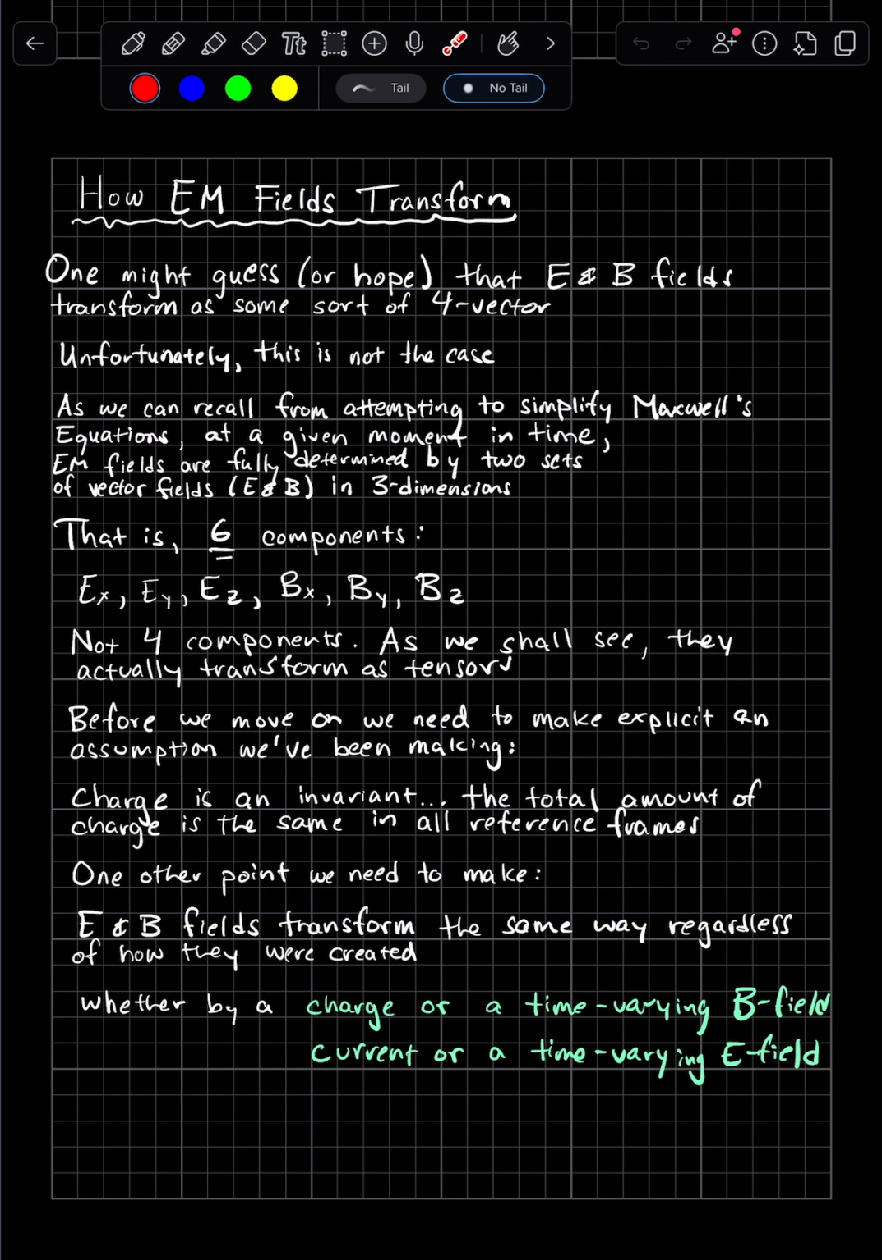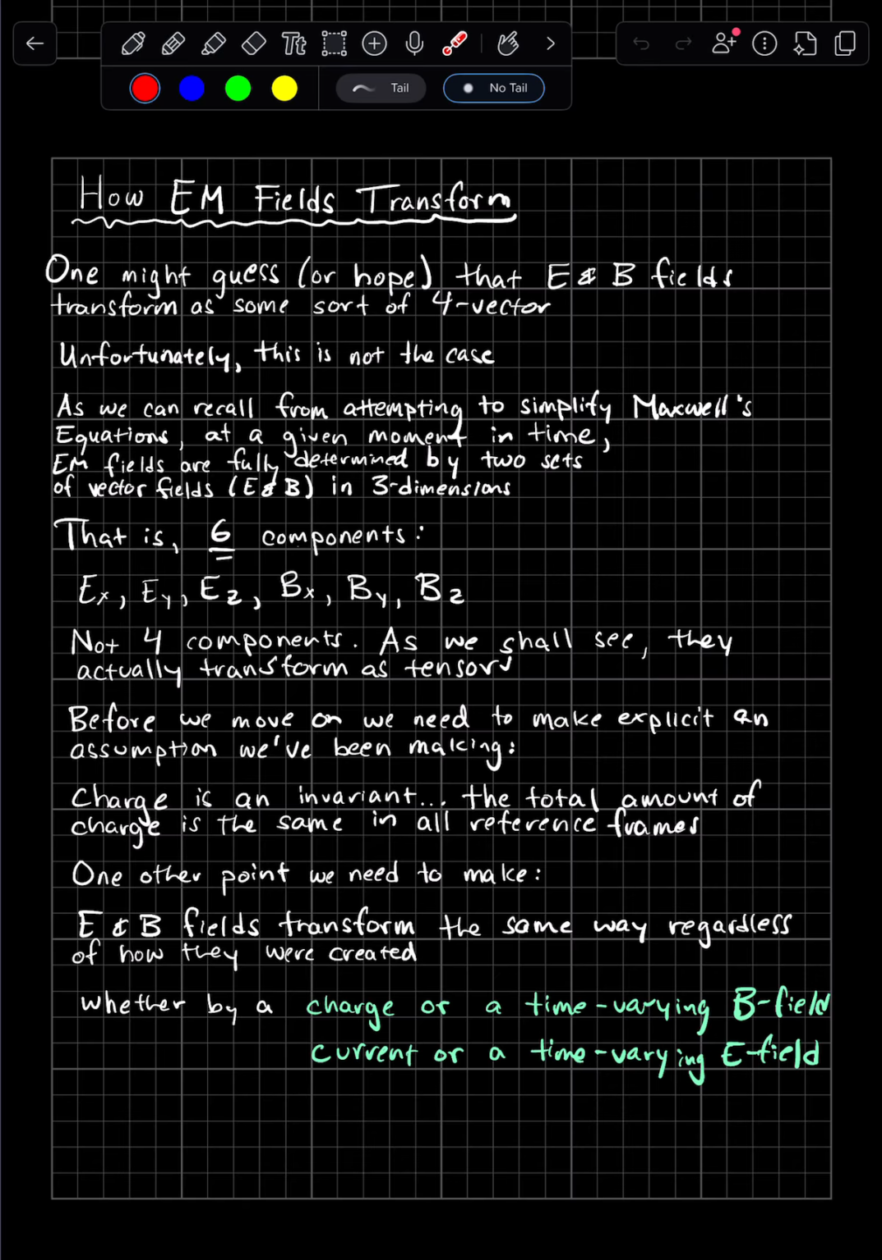Before we move on, we need to make an explicit statement of an assumption that we've already been making, which is that charge is an invariant. That is to say, not charge density. We're going to see charge density can vary from frame to frame, but electric charge, the total quantity of charge, is an invariant that is the same in all reference frames. So if I have a charge of 2 coulombs, no matter what reference frame I'm in, there will be 2 coulombs. They might be distributed differently, but the total amount of charge is going to be conserved.